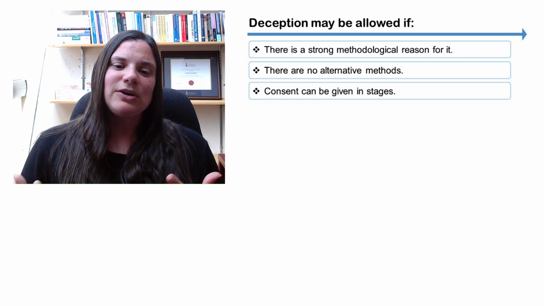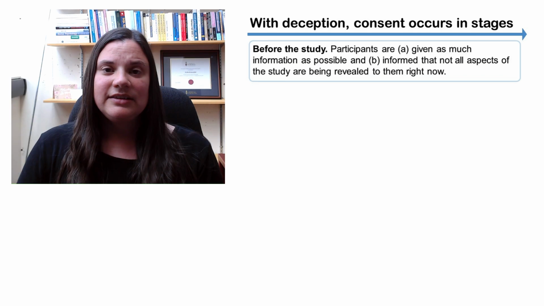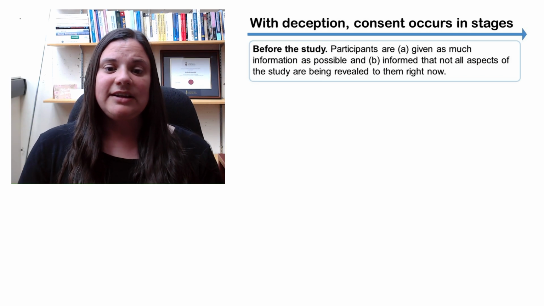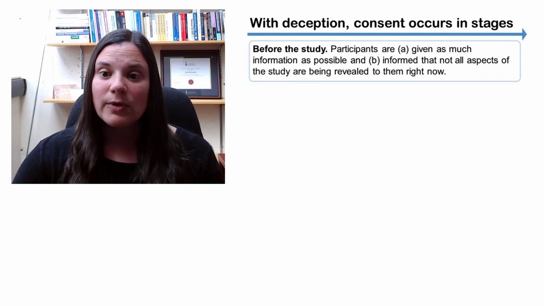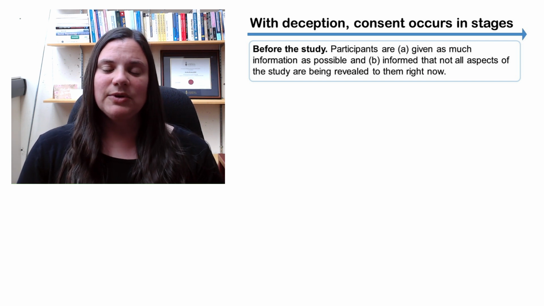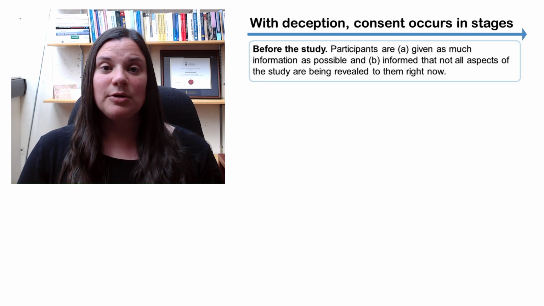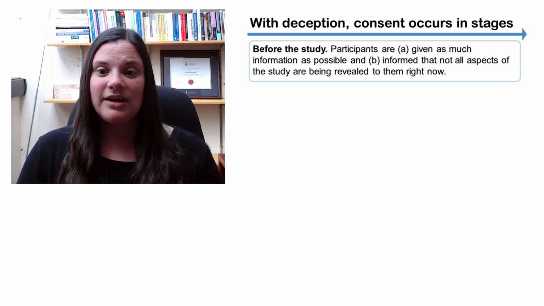And they also must agree to implement their consent process in stages. So prior to the start of the study, the participants would go through an informed consent process where they are given as much information as possible, but also informed that not all aspects of the study are being revealed to them at that point in time.